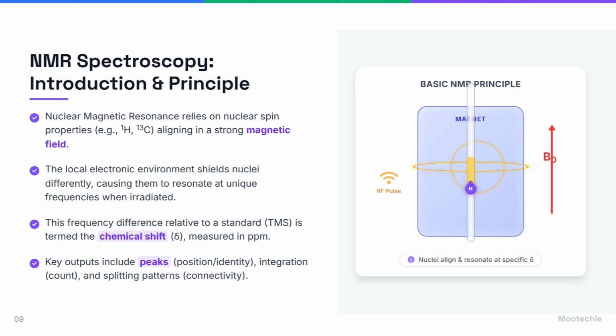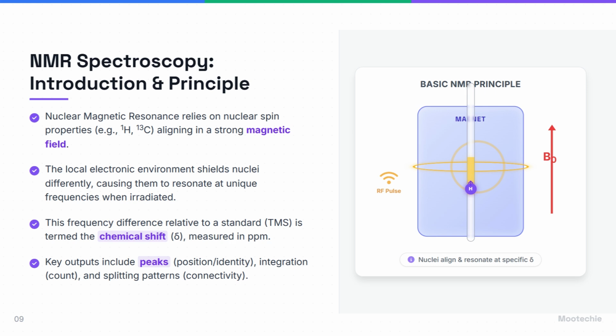This frequency difference relative to a standard called TMS is termed the chemical shift, delta, and it's measured in parts per million. The key outputs from an NMR spectrum are the peaks, which tell us about identity and position, integration, which tells us the count of nuclei, and splitting patterns, which reveal connectivity.